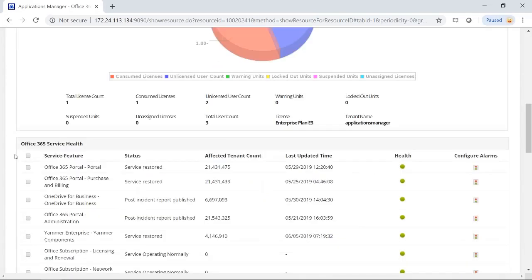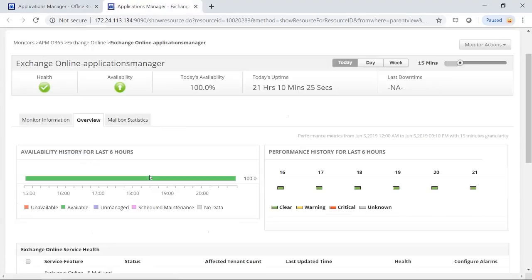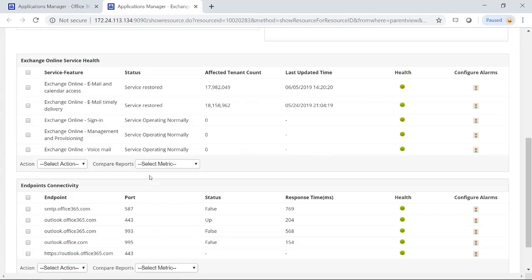Down below, we also monitor the service health of each individual service available within Microsoft Office 365. The first important service is Exchange Online, where we monitor the endpoints as well as the service health. This lets a user access multiple endpoints, either Outlook or email connectivity, so that emails can be sent or communication is done with ease.